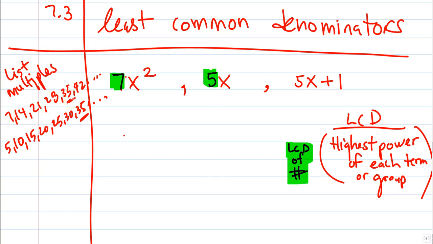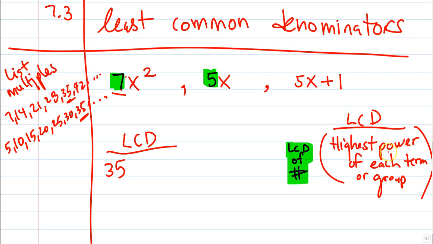Why would I do that with the largest number? Well, because it gets there faster. 5 took 7 spots to get there, 7 took 5 spots. So I'd start with the largest number, kind of count by that, and stop when you find one that they both go into. Alright, so our least common denominator here is going to start with a 35. That's the least common denominator of the numbers.